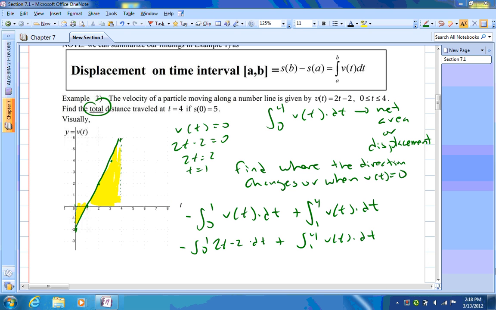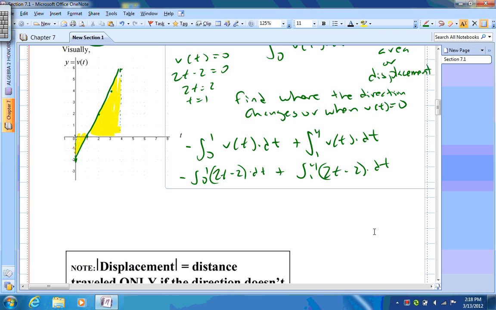Okay, so we want to integrate, let me erase that there. I actually got interrupted. Someone's at the door, so I apologize about that. We also want to integrate from 1 to 4 of 2t minus 2 times dt. So if we work each of these out individually, we should just get the following: t squared minus 2t, and of course it's negative, from 0 to 1, plus t squared minus 2t from 1 to 4.